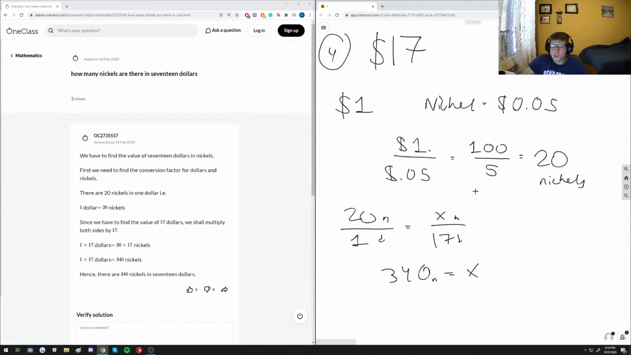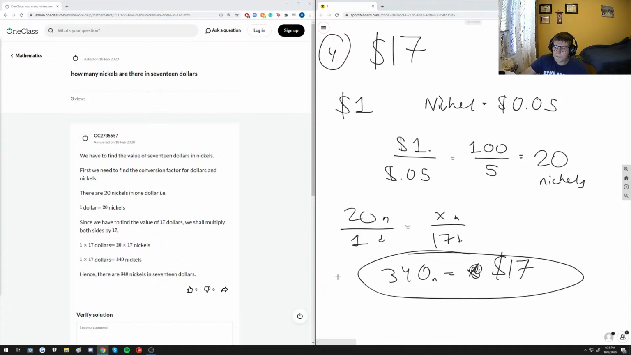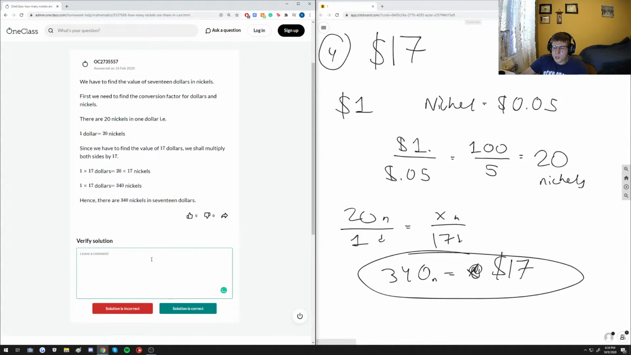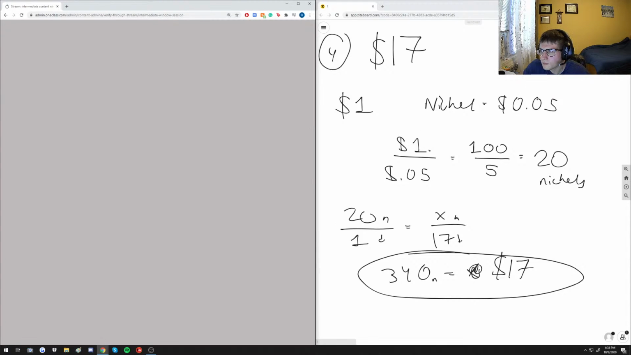The easy way would just be to multiply 17 by 20. This proportion takes a little extra work, but ultimately that is how many nickels we get in $17. And this answer choice here is correct. So I will say this is the correct solution. Great job. Okay, and on to number 5.